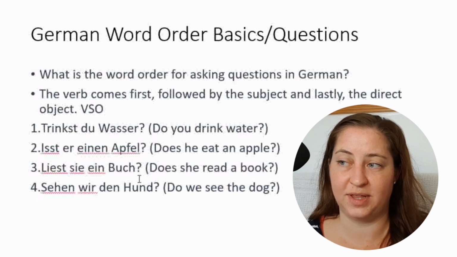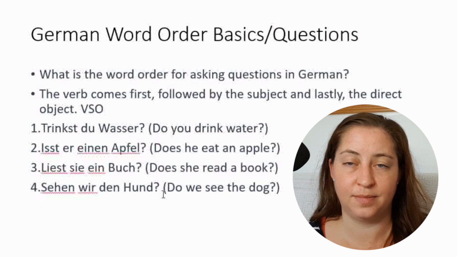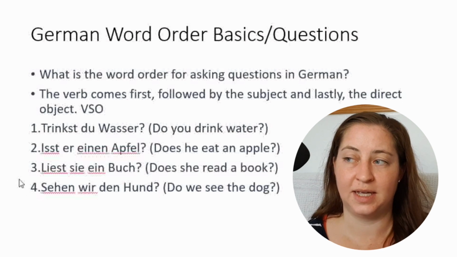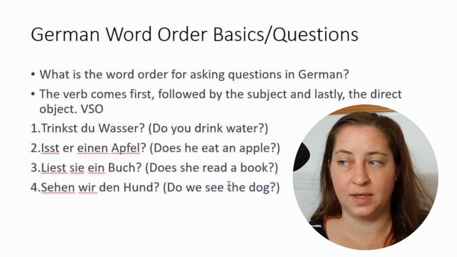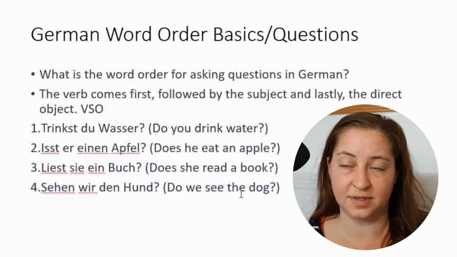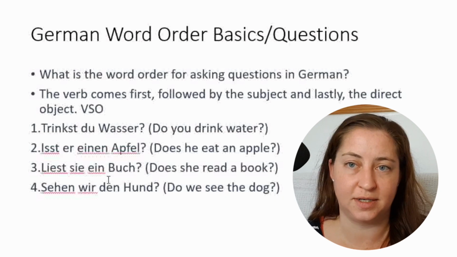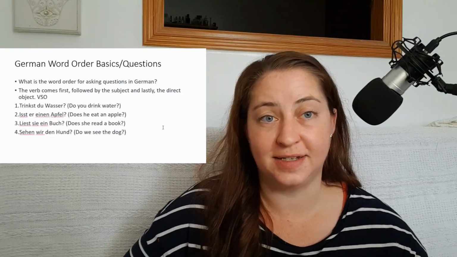So you see it's without any do or did. We just start with the verb, then the subject, and then the object. So it's a little bit different. It sounds a little bit strange at first, but it's actually easier because you don't have a do or a did. So that was the easy part.